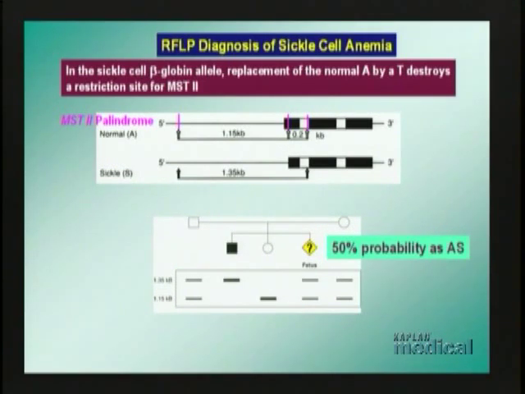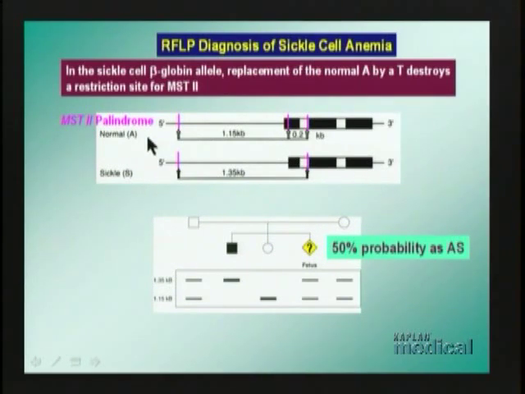Now, according to this statement at the top of this figure, there's a replacement of the normal A by a T, which destroys a restriction site for MST2. Let's assume now this is where that A is that got mutated to a T. So now this palindrome is no longer here. It got mutated. So now in the sickle allele, where are the palindromes? There's a palindrome here, and there's a palindrome here, but this palindrome here got mutated because the A was converted to a T. Now notice the fragment sizes, the RFLP.